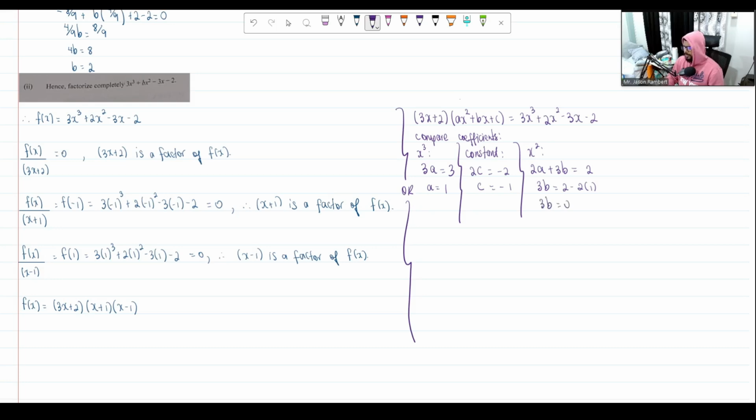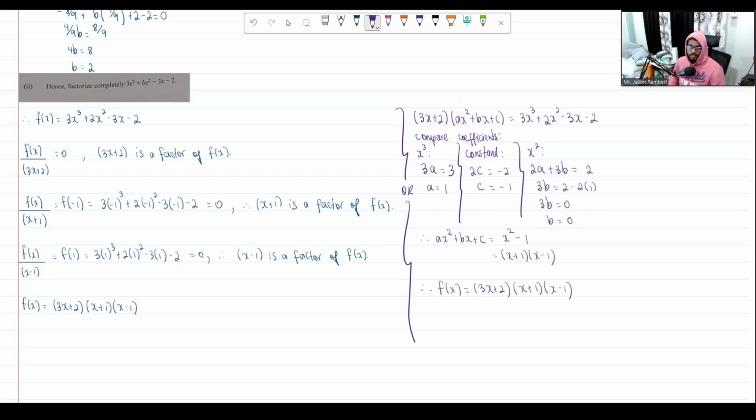3b is equal to 0, and b is equal to 0. So therefore, the quadratic ax squared plus bx plus c is equal to, a is 1, x squared, c is minus 1. And this is equal to a difference of 2 squares, which is going to be x plus 1 into x minus 1. Therefore, f of x is equal to 3x plus 2 into x plus 1 into x minus 1, just like what we have.